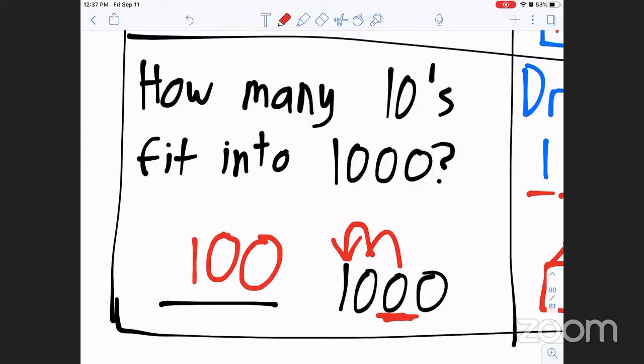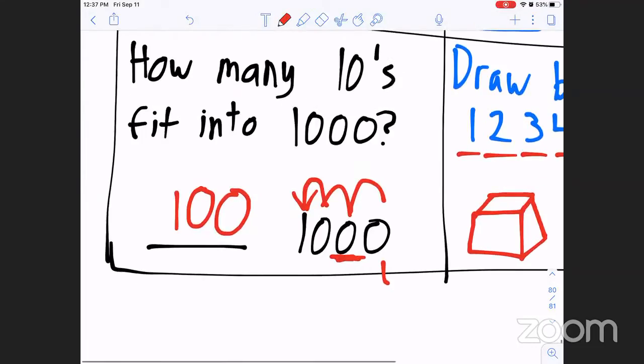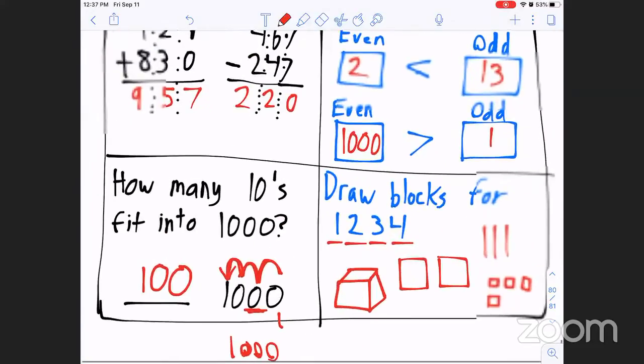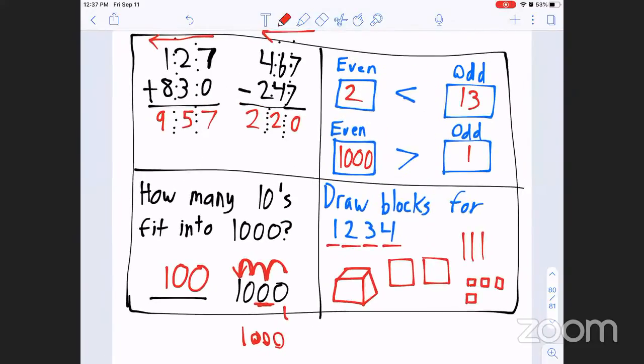100. Okay. Anytime that we're hopping over on our place values, okay, so think about 1, how many ones fit inside 1,000? 1 jump, 2 jump, 3 jump, so that would be 1,000, and that would make sense. If I counted by ones, how many times do I have to count to get to 1,000? 1,000 times. Okay. All right, are there any questions from anybody here about any of this?